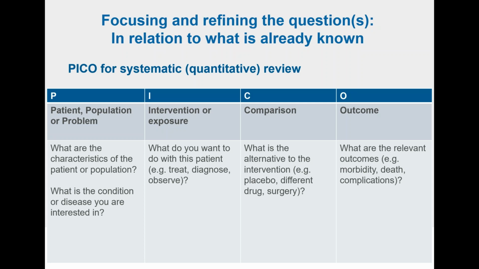Now, many of you are probably very familiar with the PICO framework, which is used in systematic reviews. The PICO framework is really about defining the patient, population, or problem. It's about defining the intervention or exposure, the comparison or alternative to the intervention, and the outcomes.